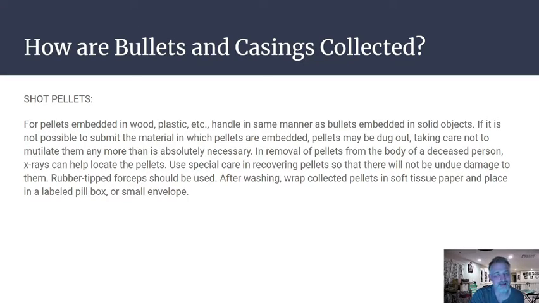So pellets embedded in wood, plastic, etc., are handled in the same manner as bullets embedded in solid objects. If it is not possible to submit the material in which the pellets are embedded, pellets can be dug out, but again, take care not to mutilate them any more than absolutely necessary. If removing pellets from the body of a deceased person, you would use x-ray to help locate the pellets, and then the doctors would use special care recovering them so there's no undue damage. Rubber tip forceps would be recommended.